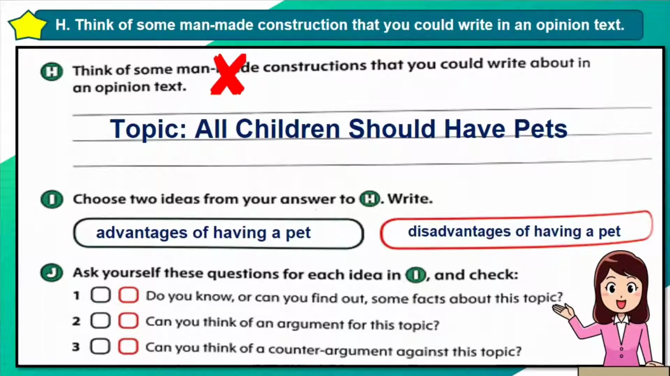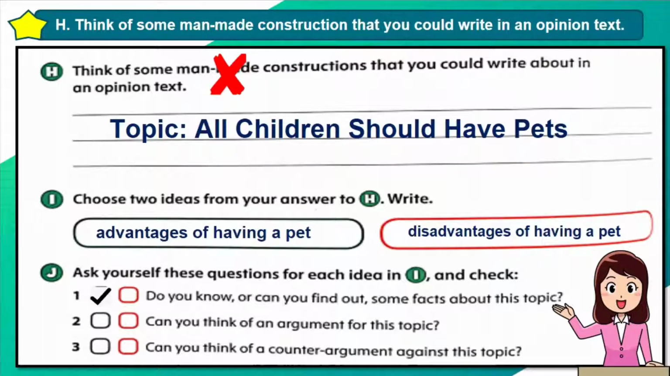So next here, ask yourself these questions for each idea in I. So we already have the 2 ideas. Okay, so question number 1: do you know or can you find out some facts about this topic? Of course, we can find. Where can we find the facts about this topic? It's easy, just ask Google, right? You can use the internet and find out about the certain topic. You can find about pets. Search about pets. What's about pets?